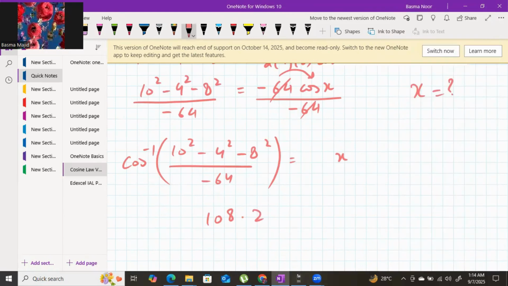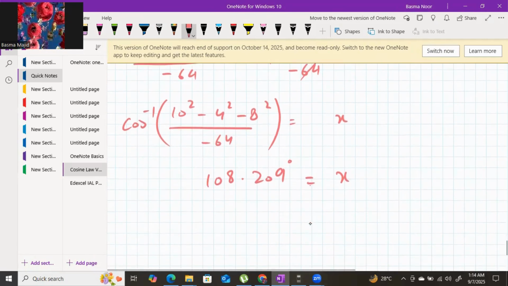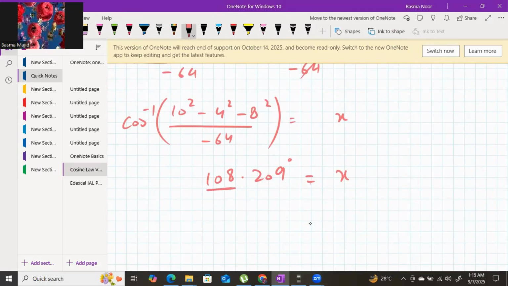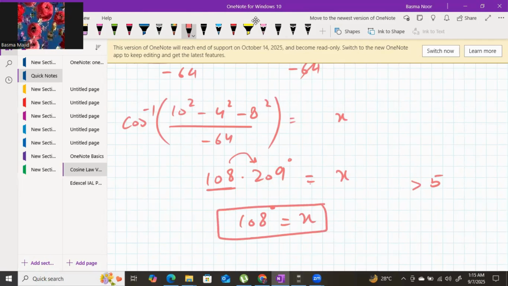108.209. Okay, that is your x, it's in degrees, but we round to 3 significant figures always. So these are my 3 significant figures, and after 8 I have 2 which is less than 5, so I don't have to add 1, so it's just gonna be 108 degrees as the value of your x. Yeah, so that's it for today.